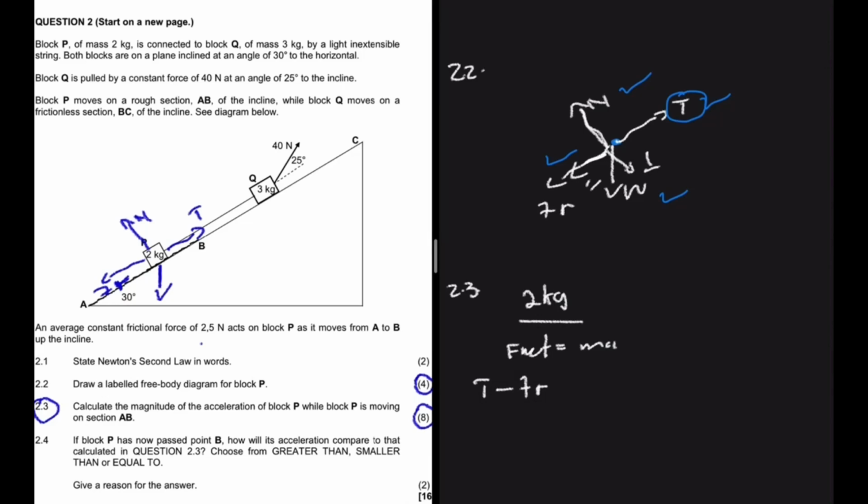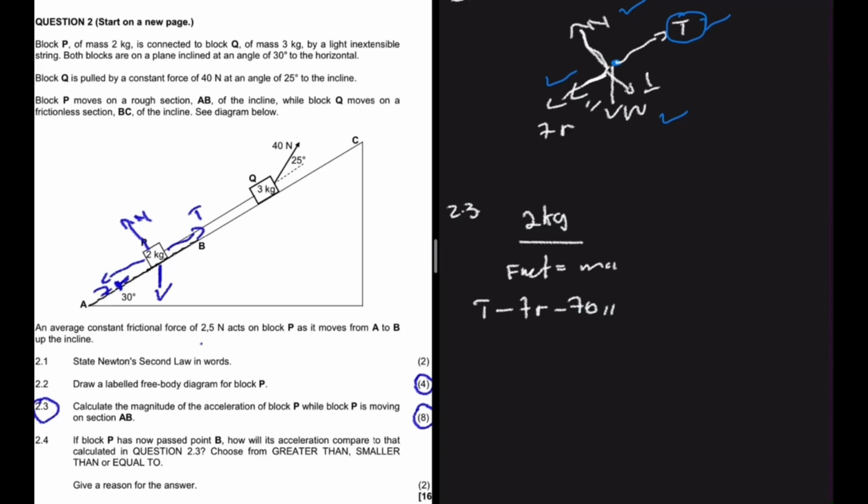So weight parallel is always down the incline, it's opposing the motion. So we're going to say minus FG parallel, weight parallel or FG, whatever floats your boat, equals MA. Our tension, we don't know what our tension is, so we're just going to leave it like that in the meantime. And then we have a frictional force of 2.5 Newton. Likely it is given to us, right?